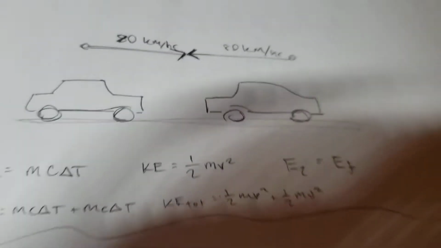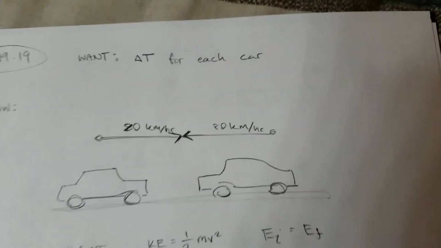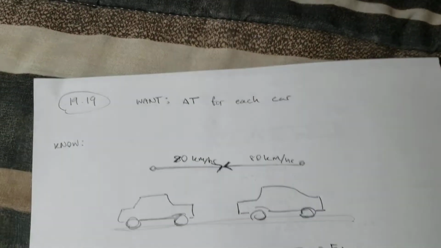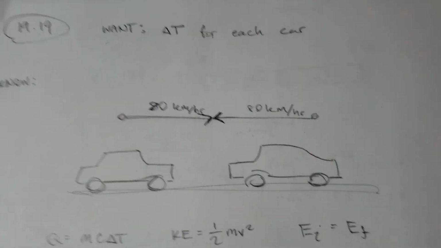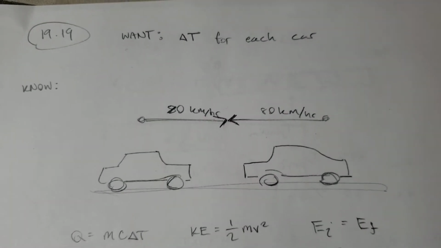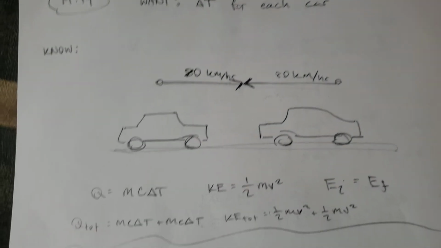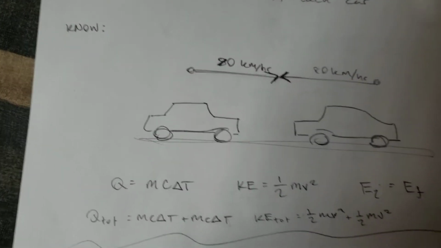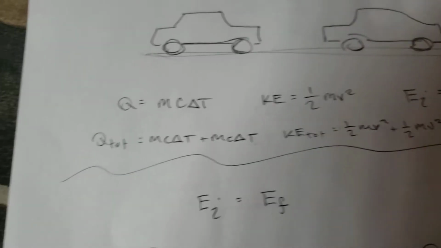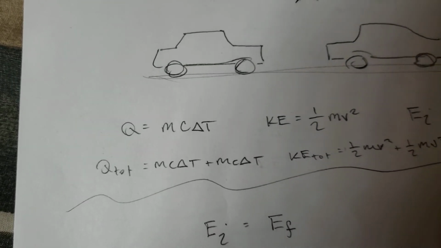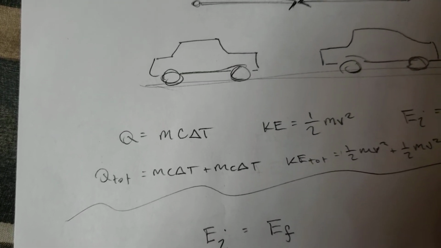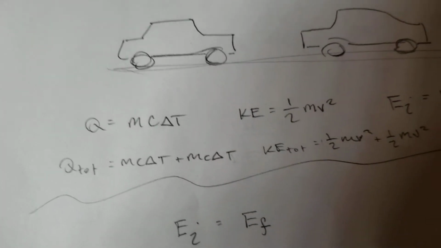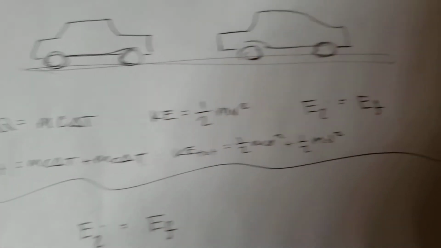Alright, so I did this picture here to visualize. Okay, so as you can see, we have two cars going at each other at the same speed, 80 kilometers an hour. And then as far as equations we know to be true, we know heat absorbed is equal to mass times a constant times change in temperature, or Q equals mc delta T.